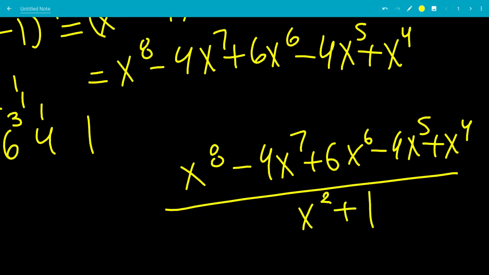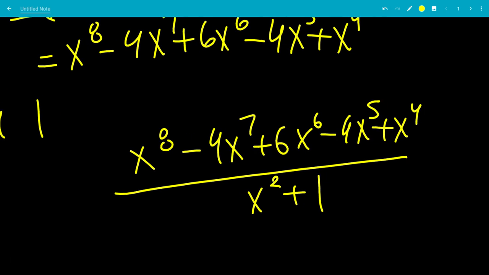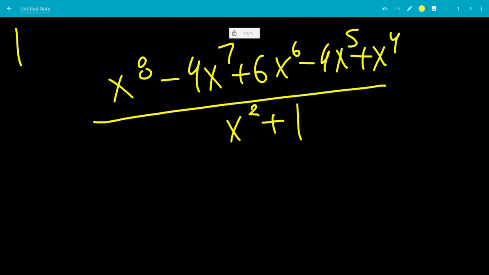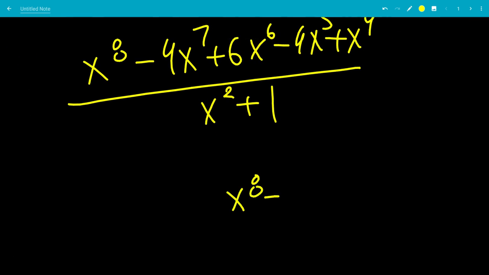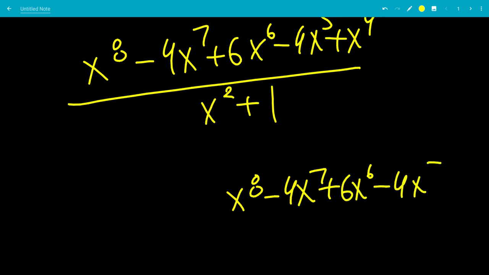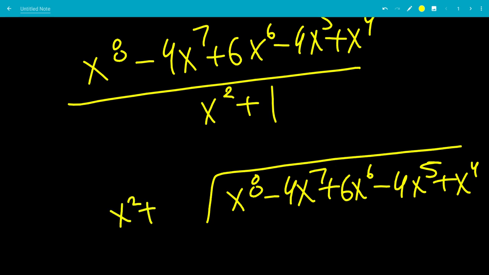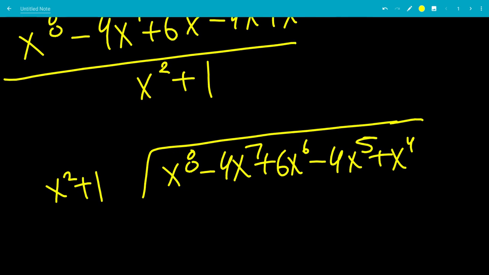So this is really hard. We have to do polynomial long division. So we have x to the eighth minus 4x to the seventh plus 6x to the sixth minus 4x to the fifth plus x to the fourth, all divided by x squared plus 1. This could get pretty long. So we're going to look at the first terms, that'll be x squared and x to the eighth.